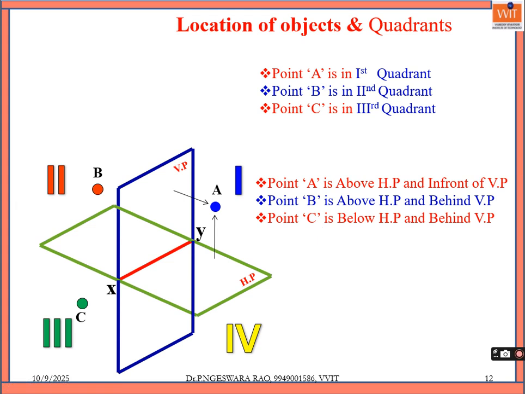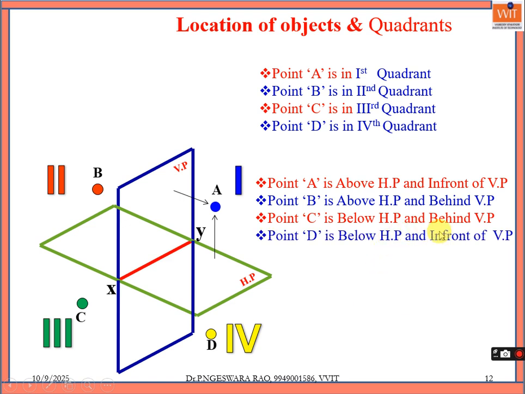Now the last quadrant, the point D. By visual observation, we can say it is in the fourth quadrant. Then how do we identify whether it is in the fourth quadrant? If you see the point D in this picture, it is below HP but in front of the VP. So if any object is below HP and in front of the VP, then the object is in the fourth quadrant.